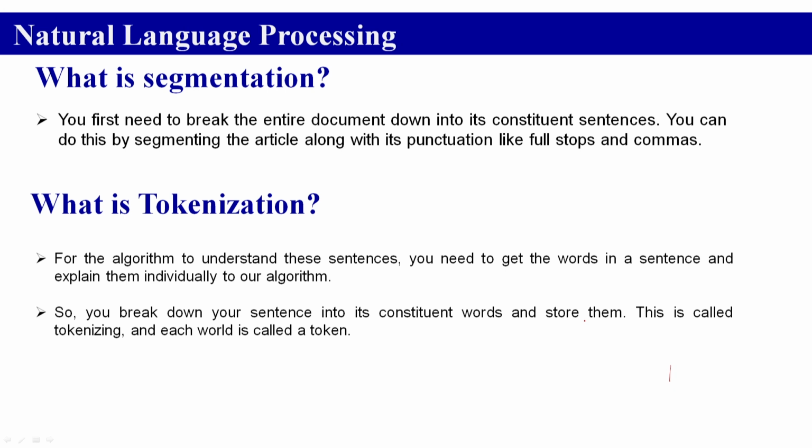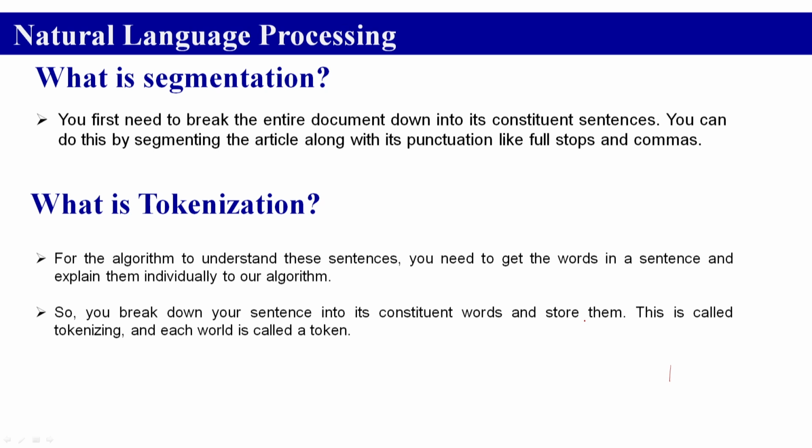A token is nothing but the smallest unit of words which has some meaning. You need to get the words in a sentence and explain them individually to the algorithm. So when you break down a sentence into its constituent words and store them, they are called tokens, and each word or each phrase is basically called a token. In segmentation you are breaking the whole paragraph into meaningful sentences. That can be done based on full stops and commas. Then in tokenization you take one sentence at a time and divide it into different parts. Each part may contain one word or several words or phrases, right?